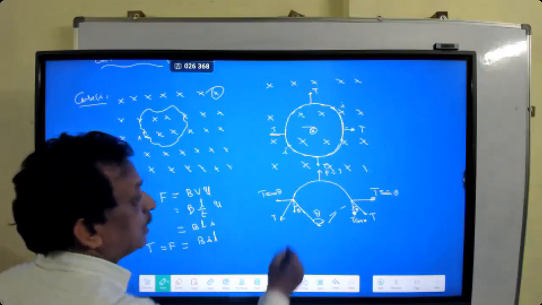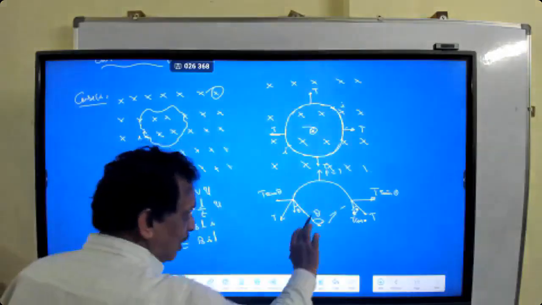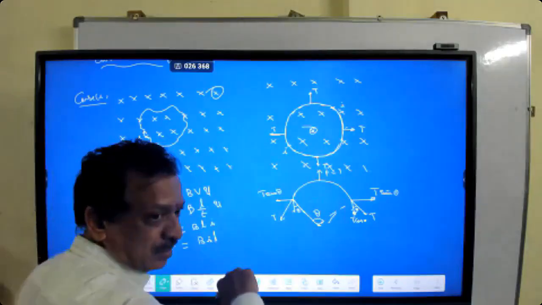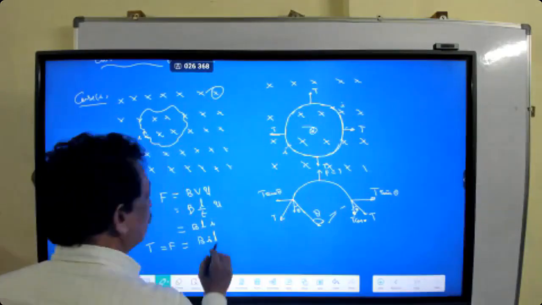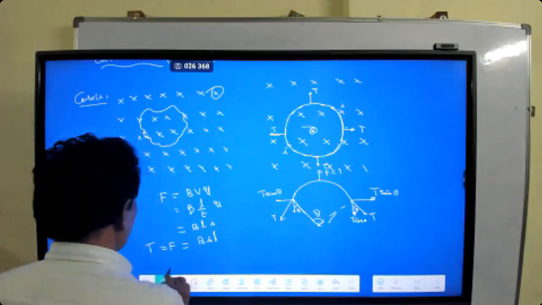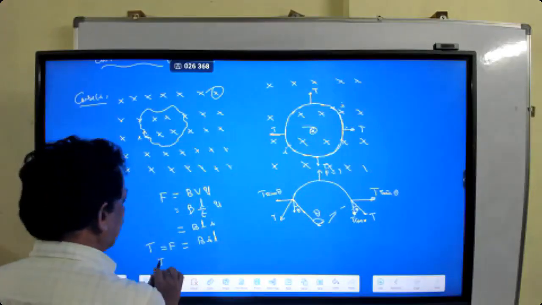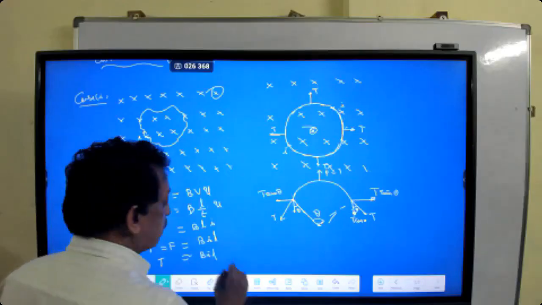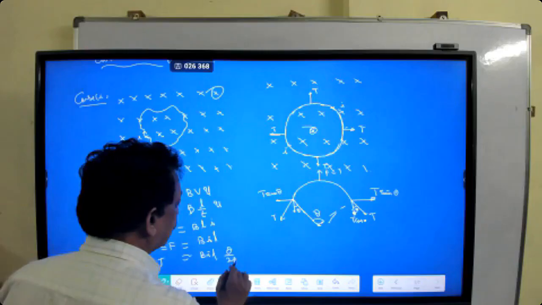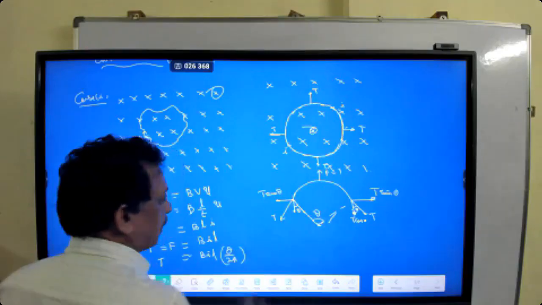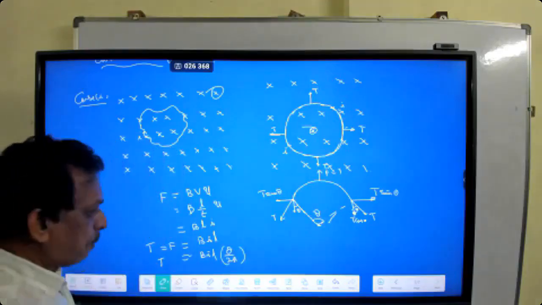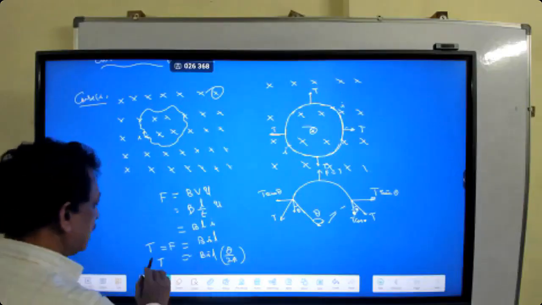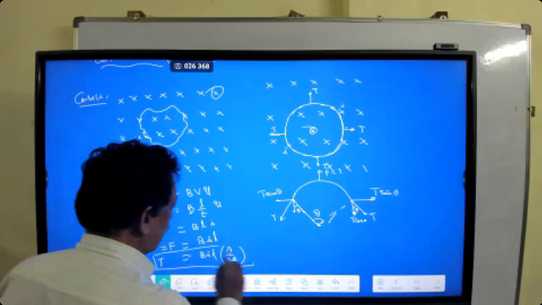Because this is a part of the circuit, I can say the total tension in that part depends on how much theta it subtends. So the tension T is given by this simple formula, BIL, where the part is theta by 2 pi. The entire circle is 2 pi. If complete circle, 2 pi cancels with 2 pi, leaving only BIL. This is the tension developed in the arc of length L.